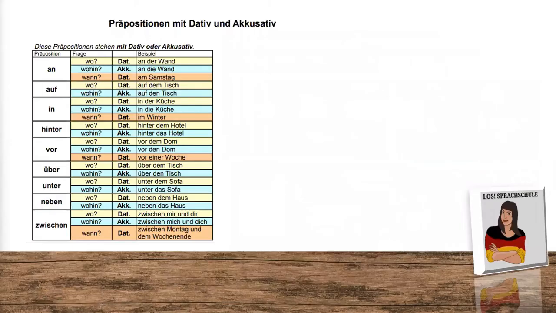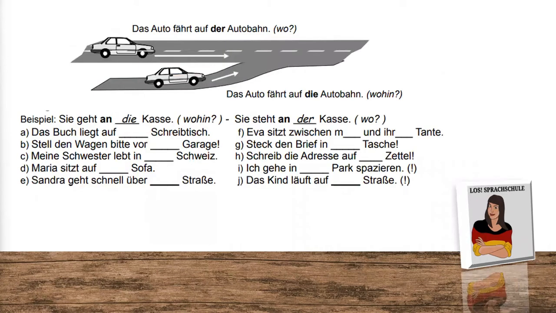So last week we had Präpositionen mit Dativ und Akkusativ. Those prepositions change their case depending on how you use them. The thing that can help us to decide is especially the question word. Wo for Dativ, wohin for Akkusativ, and wann is also Dativ. We will focus now on Dativ and Akkusativ with wo and wohin.